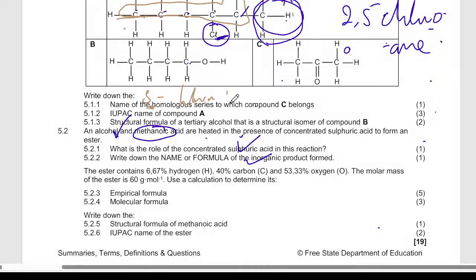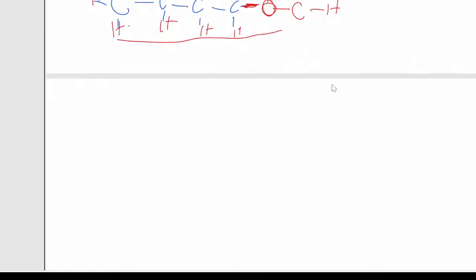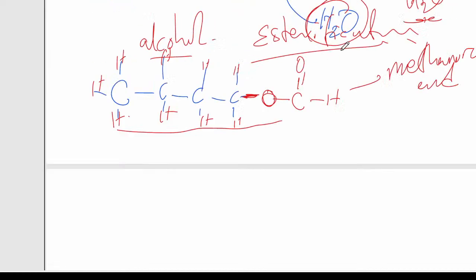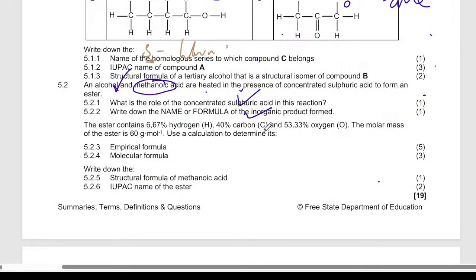So now they're asking another question. Yes, it is water, because water is inorganic. I was going there to show you the process of esterification. But how did the water come out? It came out here. That's what they wanted. This is H2O. That's all. How many marks is it? It's one mark.